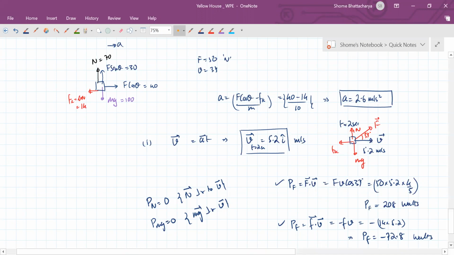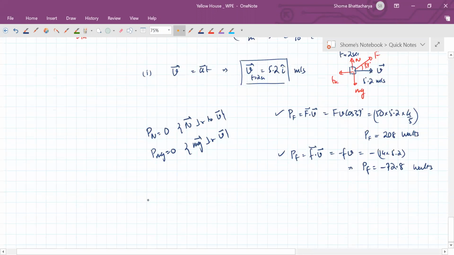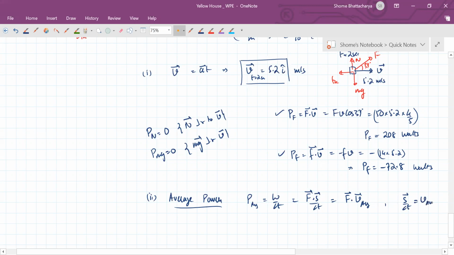For the second part here, I will just use a simple trick. Instead of doing the whole calculation, average power is going to be equal to work done upon time. So work done is going to be dot product of force with displacement upon time. So this can also be written as force dot average velocity, because displacement upon time is average velocity.